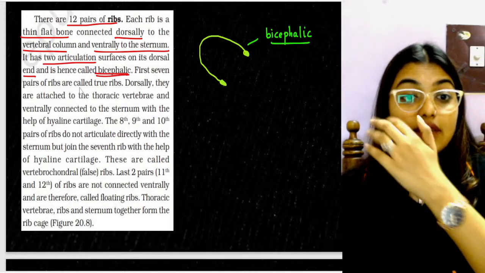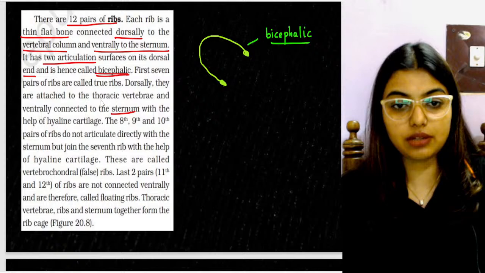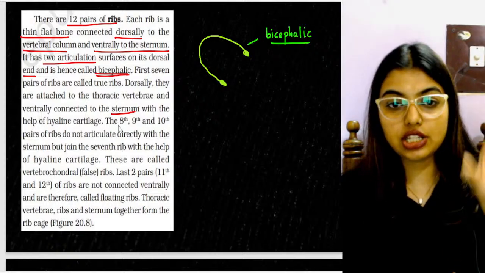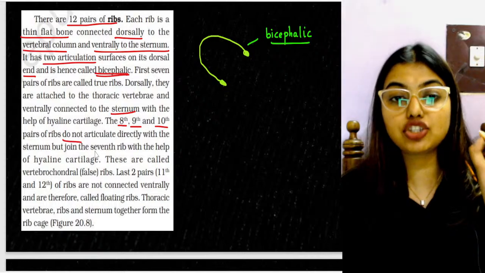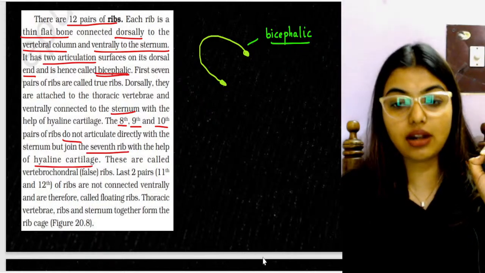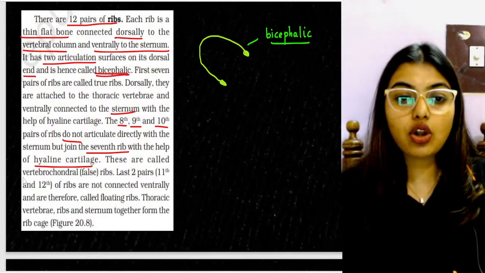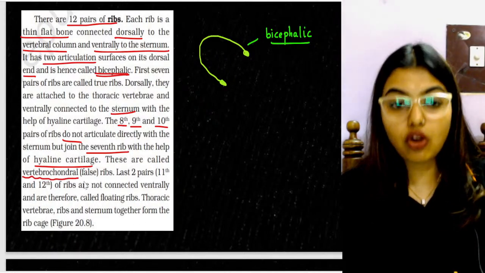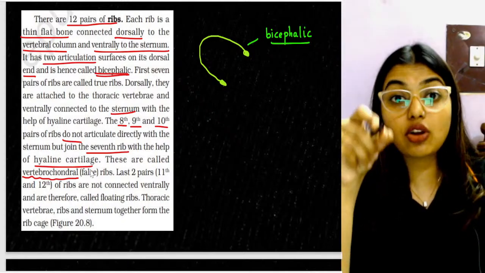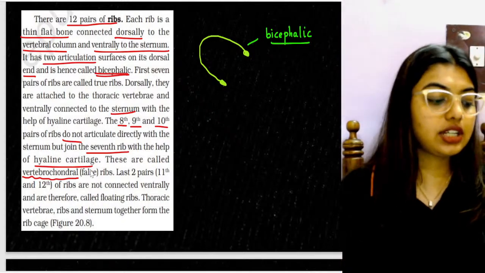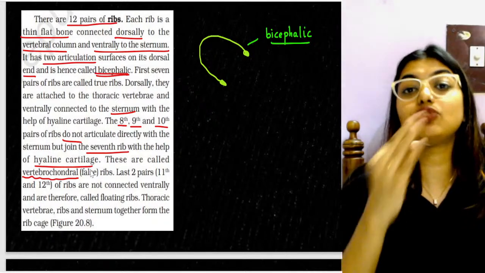Now, the first 7 pairs dorsally are attached to the thoracic vertebrae, and ventrally they are connected to the sternum with the help of hyaline cartilage. The 8th, 9th and 10th pairs do not articulate directly with the sternum but join to the 7th rib with the help of hyaline cartilage. Now these are called vertebrochondral, that is, the false ribs are called vertebrochondral. The true ribs are called vertebrosternal, because they are connecting to the sternum. This is called vertebrochondral because they are connecting to the cartilage.